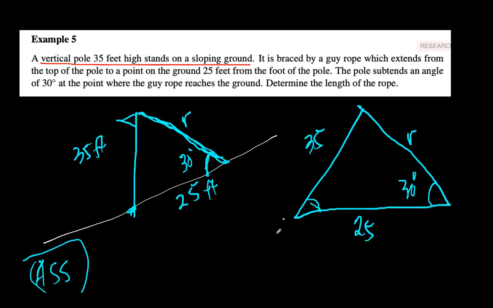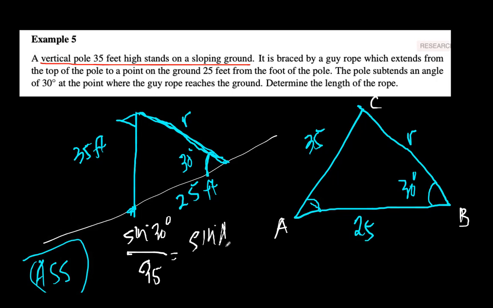Solving for R, so let's say this is A, this is B, and this is C. All right, so let's use the formula. Sine 30 degrees over A, 35 pala, is equal to sine A over R is equal to sine C over 25. Since si R ay wala, hindi natin makukuha kasi lahat siya ay blanco, di ba? So we can make use of these two extremes. Okay, gamitin natin to para solve natin si R muna.